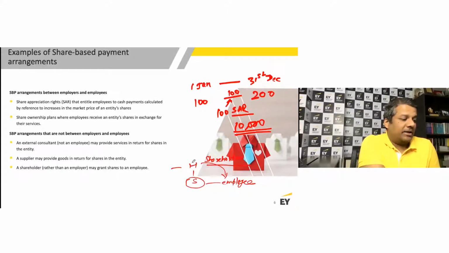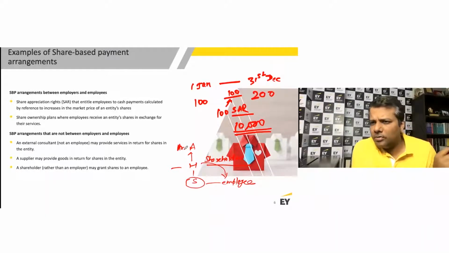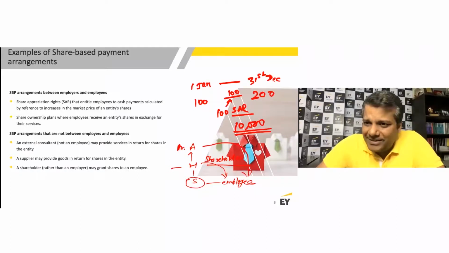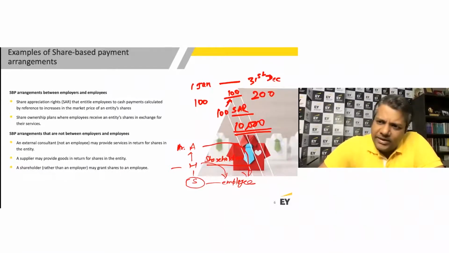That's one possibility. The other possibility, let's say there's an individual shareholder, Mr. A. Sometimes we see, not many times I would say, that Mr. A may also give shares from his own holding, if he wants to, let's say, prevent dilution or anything like that. Mr. A gives the stocks to the employee. All of that needs to be accounted for under Ind AS 102.